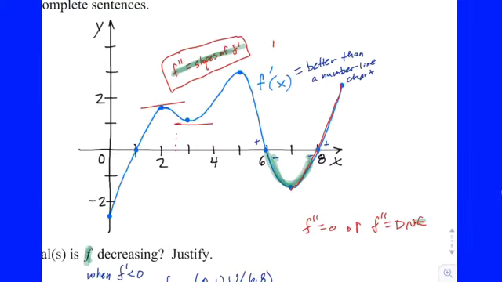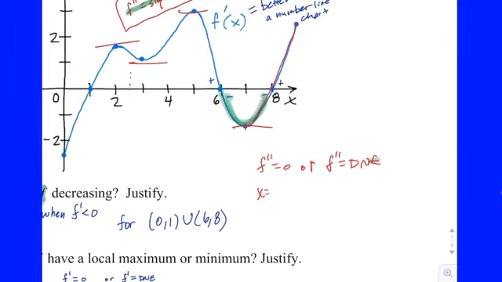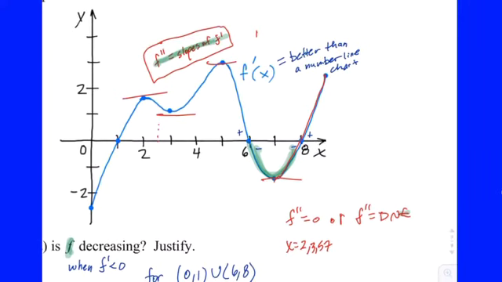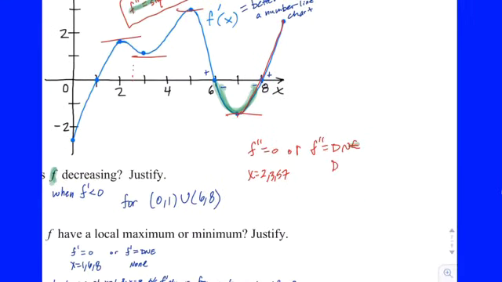Yeah, 2, 3, 5, 7. And if you're doing it right, they should all be marked. The ones you need should be kind of easy to identify. 2, 3, 5, 7. And then, are the slopes of this graph ever undefined? Do we have any vertical tangents or sharp turns? No. So that would be none.